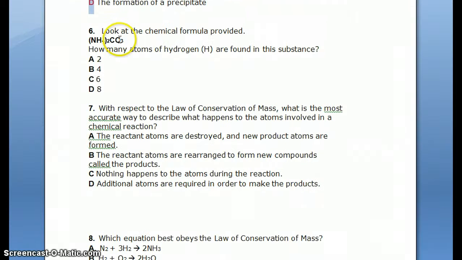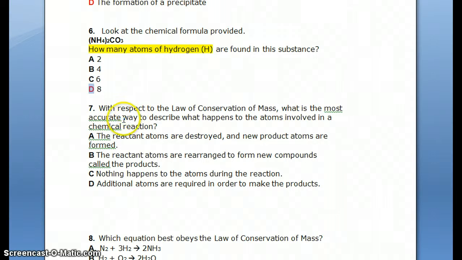Number 6, look at the chemical formula provided. How many atoms of hydrogen are found in this substance? So I'm going to look for the capital H, and I can see that there's a subscript of 4. But be careful because the H is actually inside of the parentheses, and the parentheses have a subscript of 2. So that 2 is really telling you that you have 2 NH4s. So 2 times 4 is 8, and your best answer choice was D.